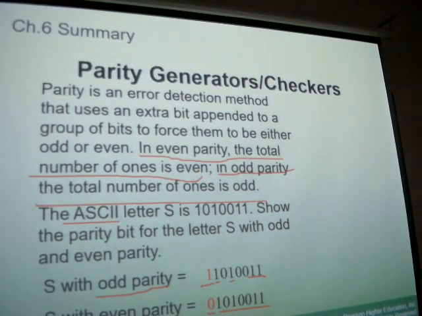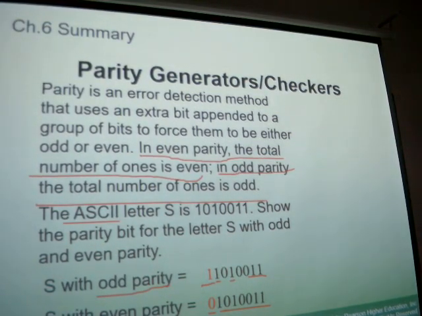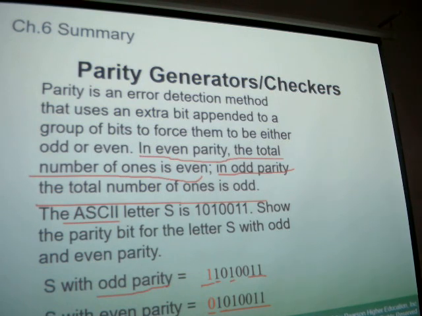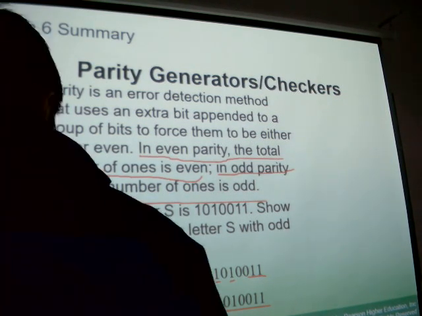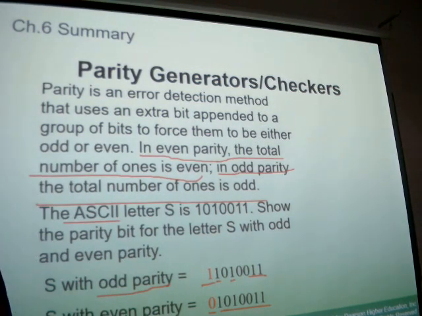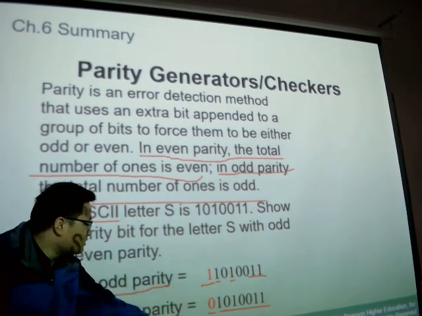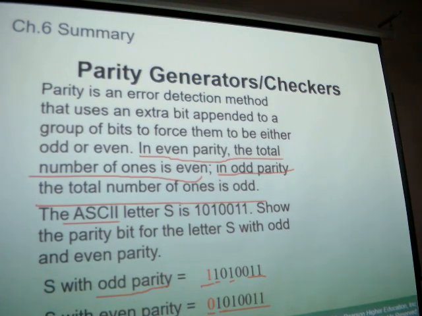If A is equal to 1, 0, 0, 1, 1, 1, 1, I count the ones: 1, 2, 3, 4. But we must know that this bit is a parity bit, and not a number bit.